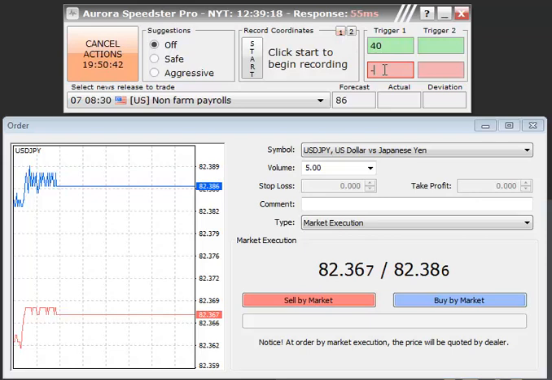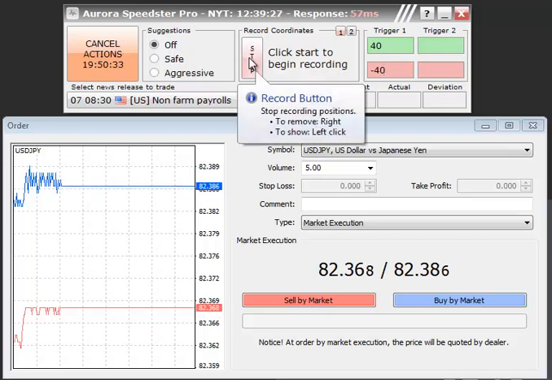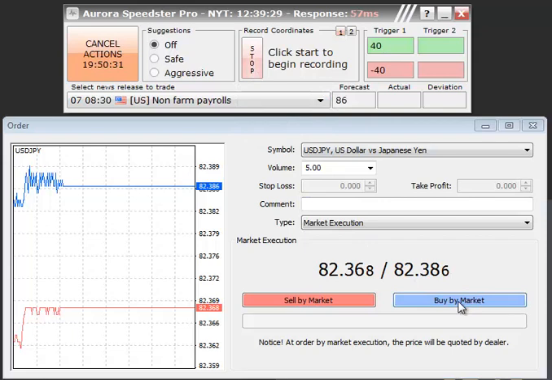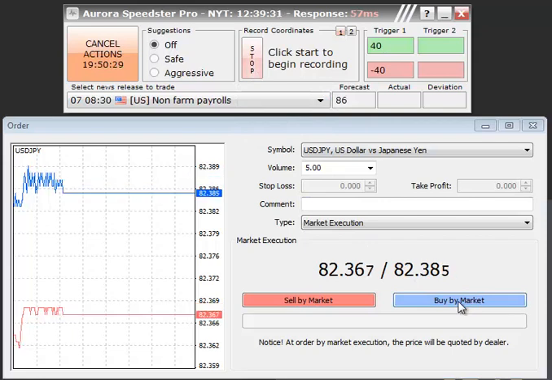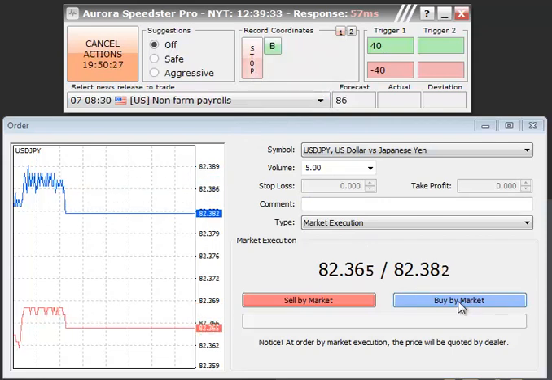To profit from the US report, we select non-farm payrolls in AuroraSpeedster and enter 40 for buying trigger and -40 for selling trigger. Then we record coordinates on our platform by clicking the start button on AuroraSpeedster and then moving our mouse over the buy order. Then we click keyboard button B for buy order and keyboard button S for sell order.